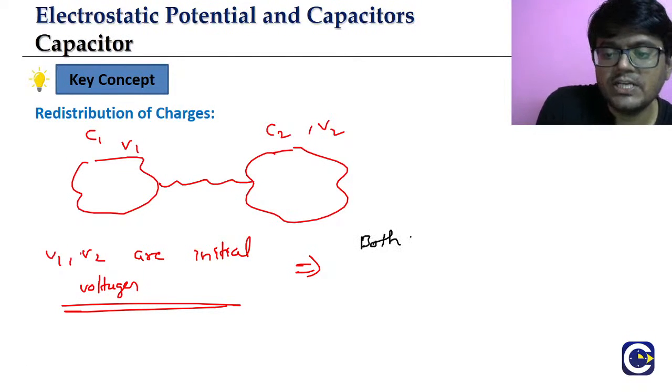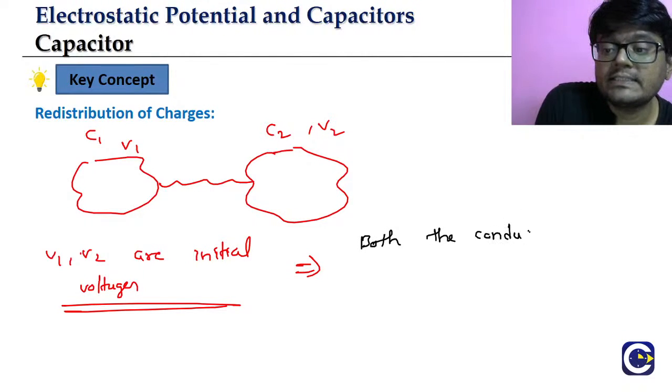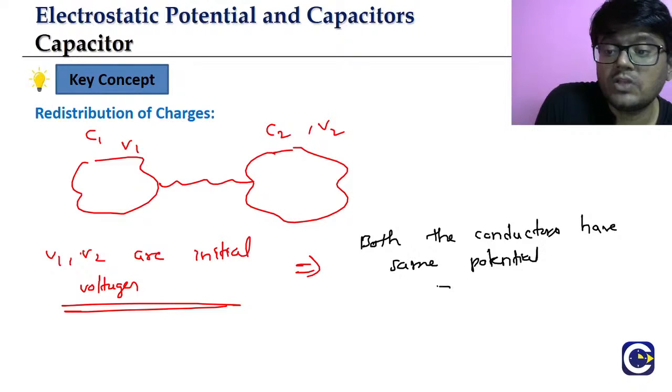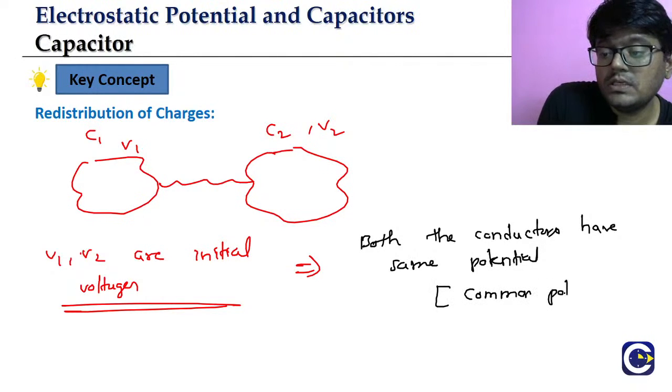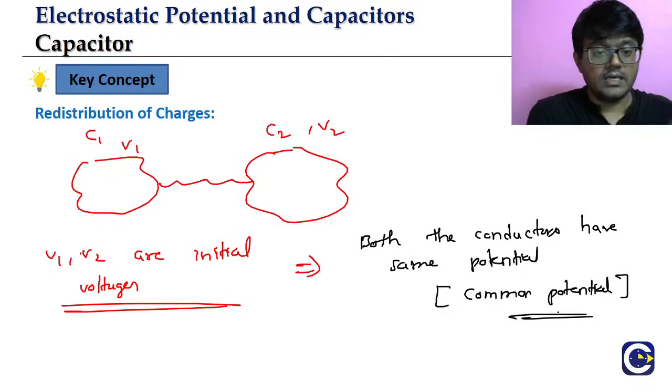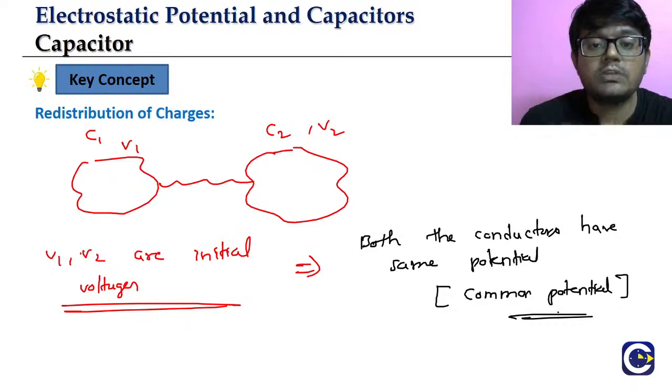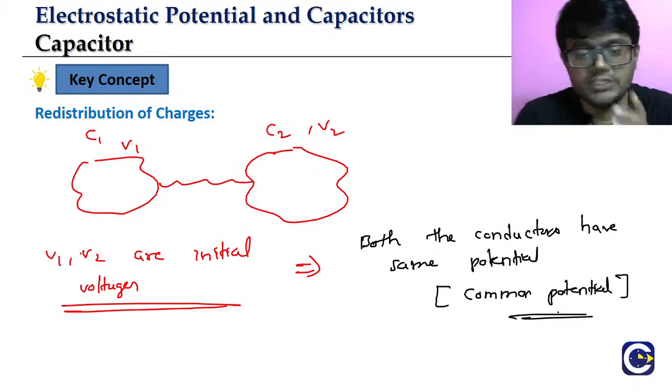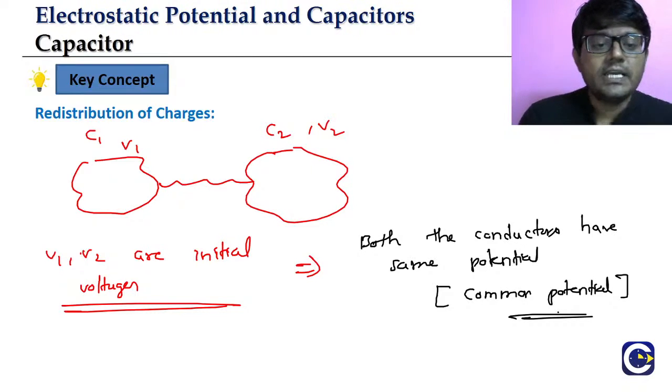So charge redistribution is going to happen till both the conductors have the same potential. We also use the word common potential. What is the word that we can use? Common potential. So from one side to the other side we will have charge transfer happening till both the conductors are having the same potential.